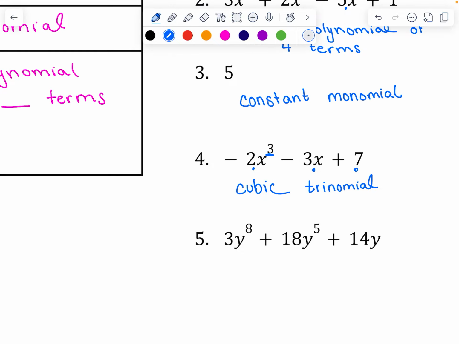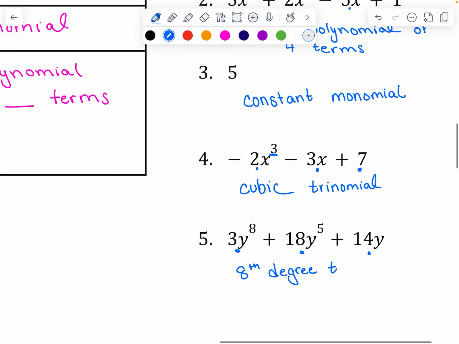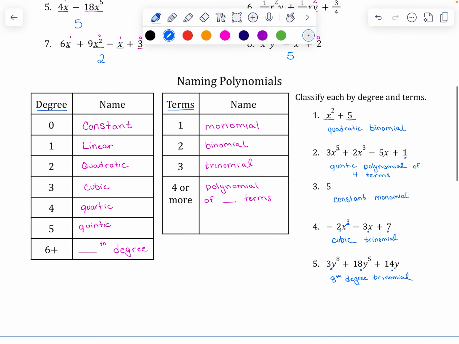Finally, we have 3y to the 8th plus 18y to the 5th plus 14y. So this is going to be an 8th degree. We don't have names for that. We have 1, 2, 3 terms, so 8th degree trinomial. And now we know how to name or classify polynomials.